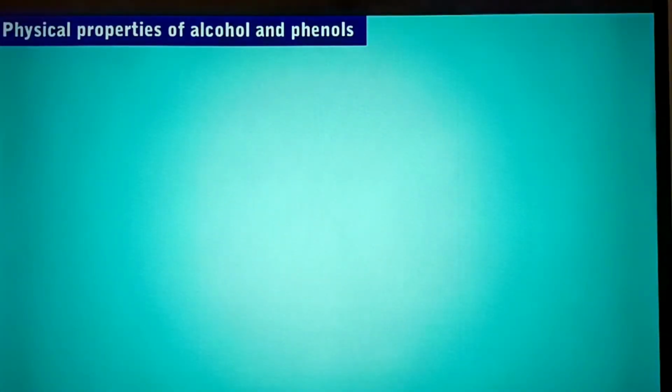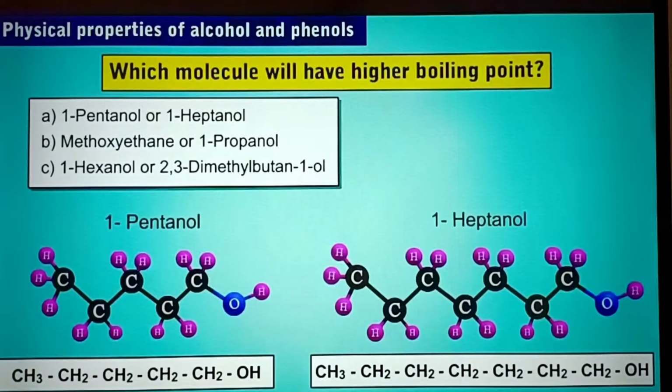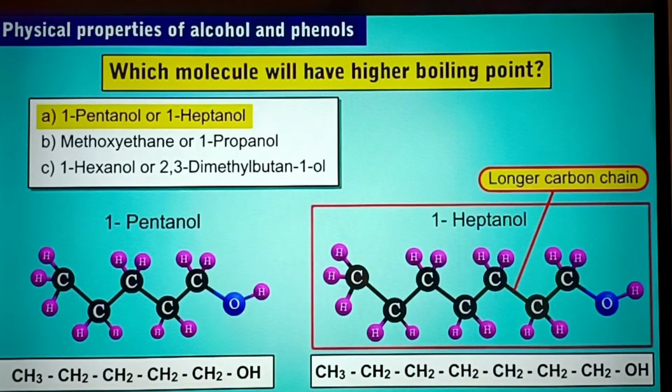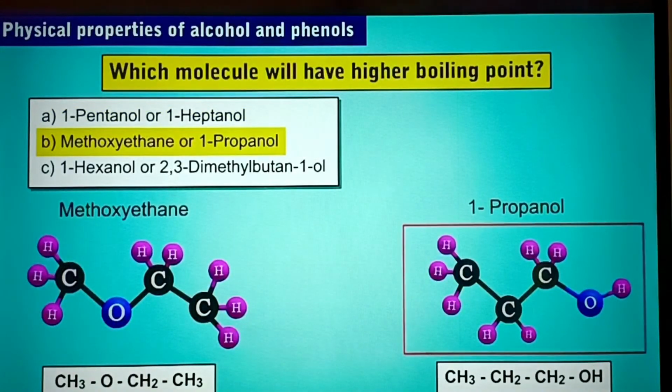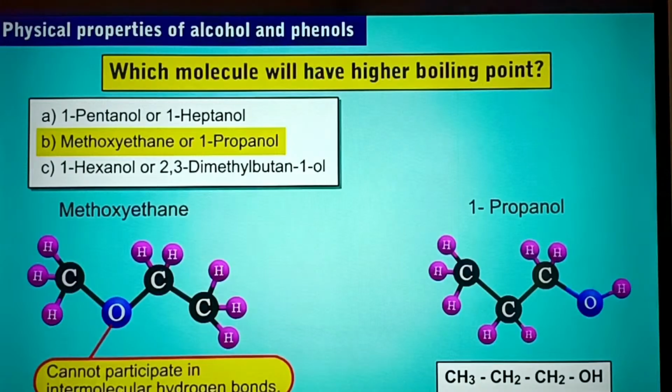Here are some molecules. Now, in order to find which molecule will have the higher boiling point, we essentially need to determine which molecule in each pair has the stronger intermolecular attraction. For set A, 1-heptanol has the higher boiling point because it has the longer carbon chain. For set B, 1-propanol has the higher boiling point. 1-propanol, with its hydroxyl group, can participate in intermolecular hydrogen bonds, while the ether methoxyethane cannot.